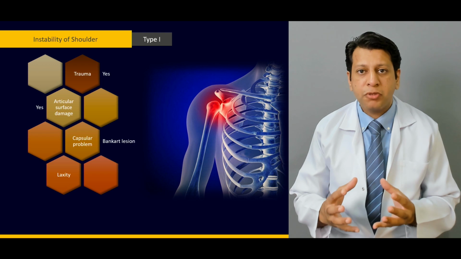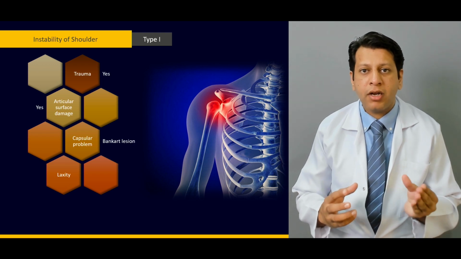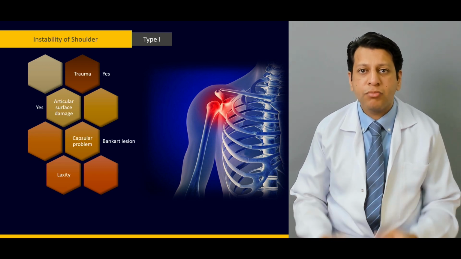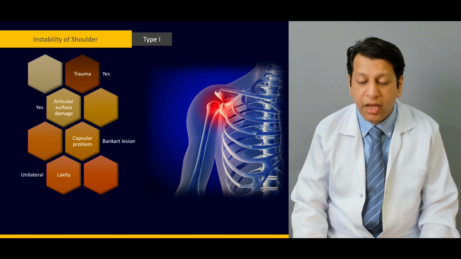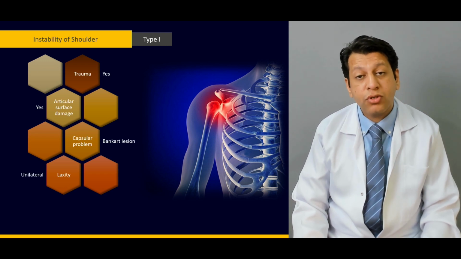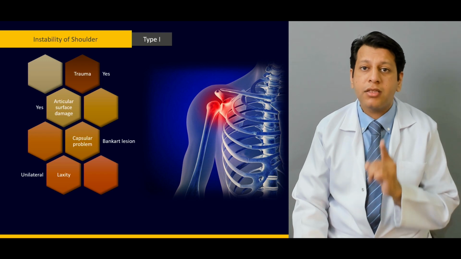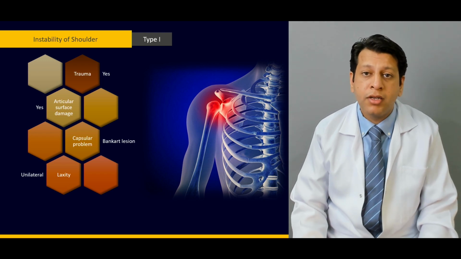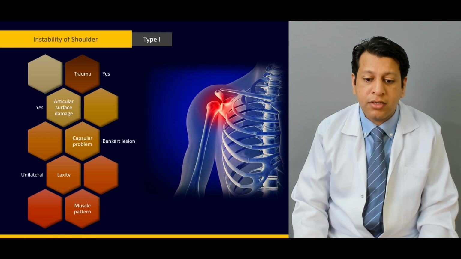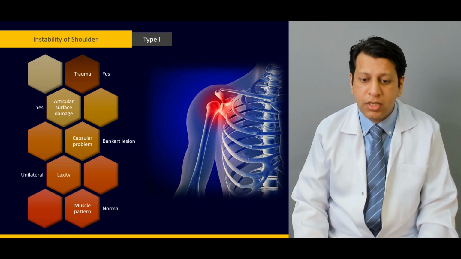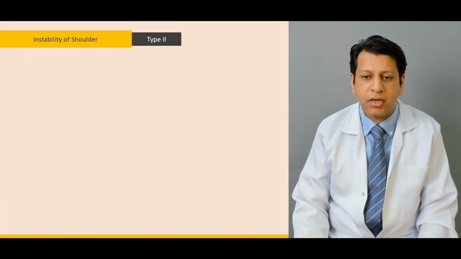Now there is extra space available for the head to come out, so it produces more laxity, which is usually unilateral because it only occurs in the shoulder which has suffered trauma. It is not going to be bilateral laxity. Muscle patterning is usually normal in this type of instability.